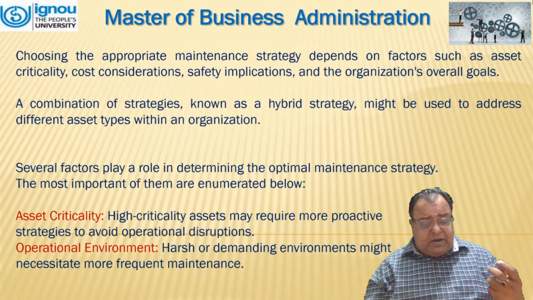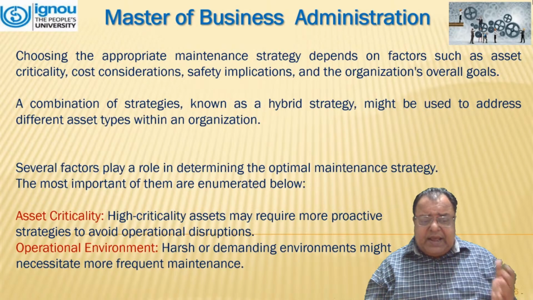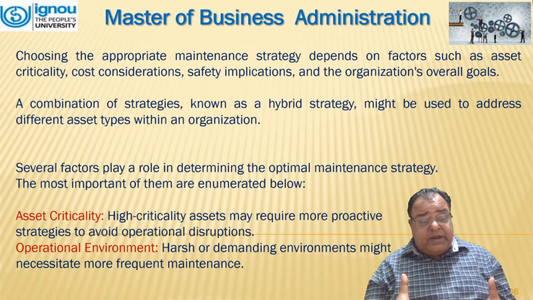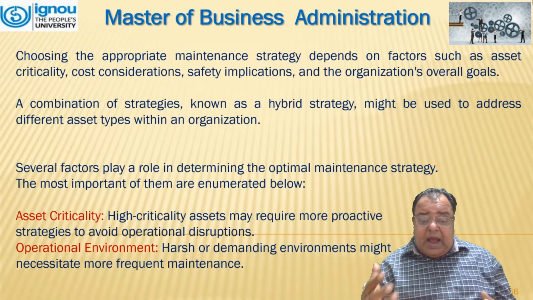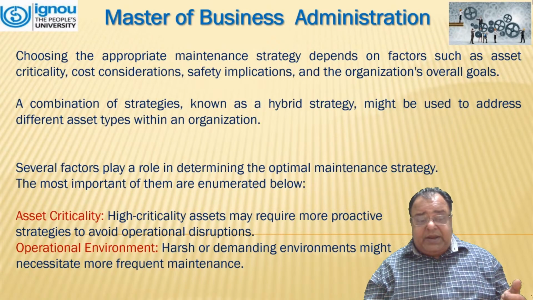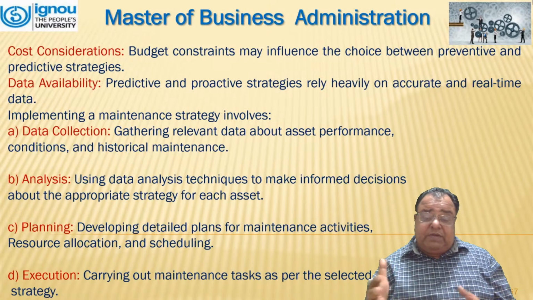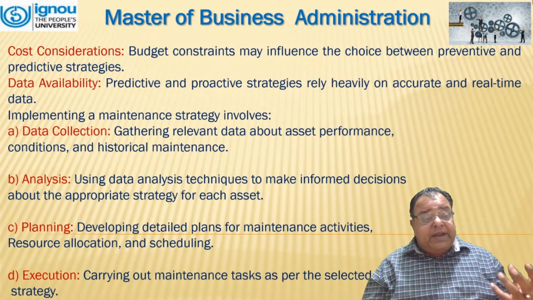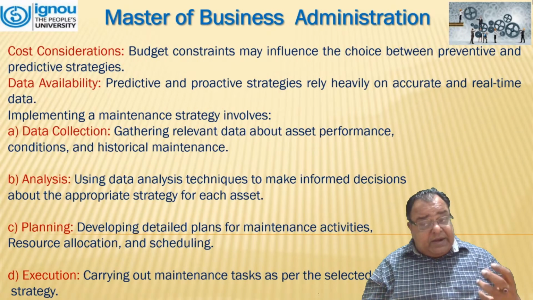Several factors play a role in determining the optimum maintenance strategy. The most important of them are asset criticality: high criticality assets may require more proactive strategies to avoid operational disruptions. Operational environment: harsh or demanding environments might necessitate more frequent maintenance. Cost consideration: budget constraints may influence the choice between preventive and predictive strategies. Data availability: predictive and proactive strategies rely heavily on accurate and real time data.